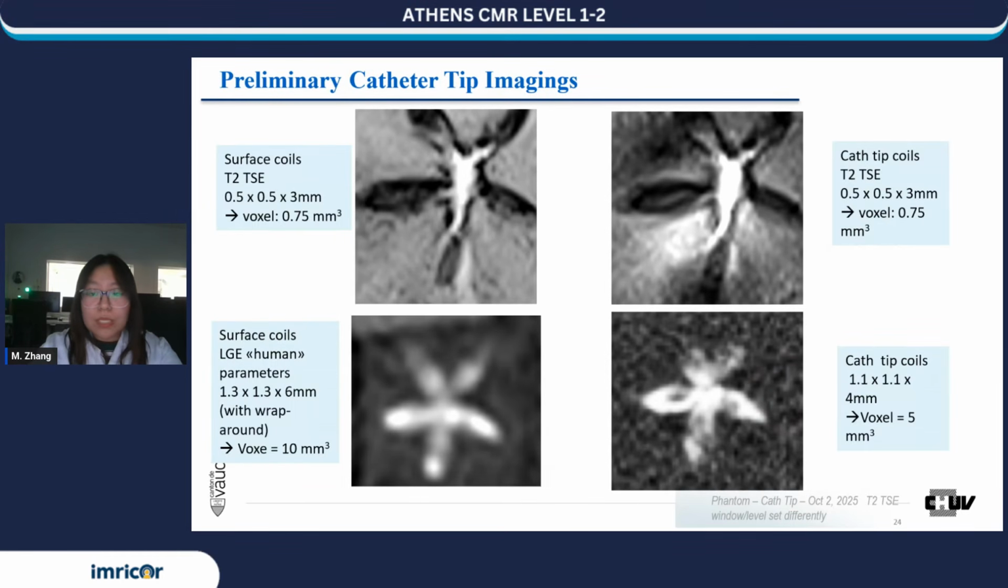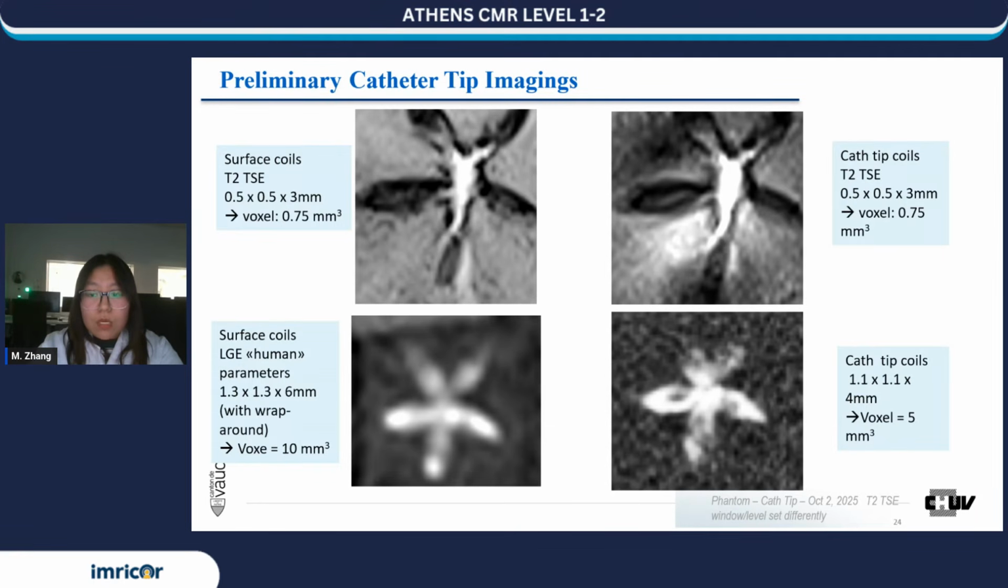Here we show preliminary results comparing surface coil and catheter tip coils for high-resolution imaging. On the top row, both images were acquired with a T2 TSE sequence at identical resolution. While the surface coil already shows the structure clearly, the catheter tip coil provides even stronger signal intensity and sharper edges near the tip.